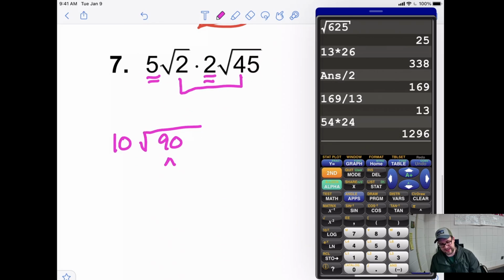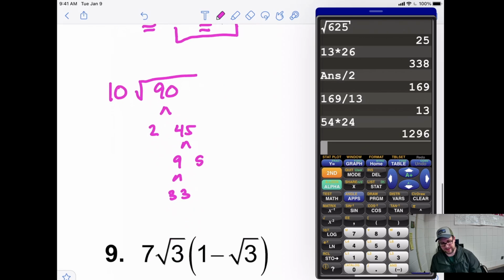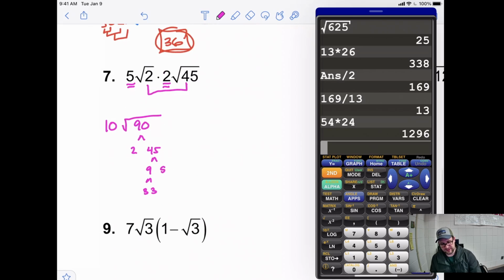Now let's break down 90. 90 would be 2 and 45. 45 is going to be 9 and 5. 9 is 3 and 3. So when I rewrite this, I'm going to end up with 10 square roots of 2, 3, 3, 5.